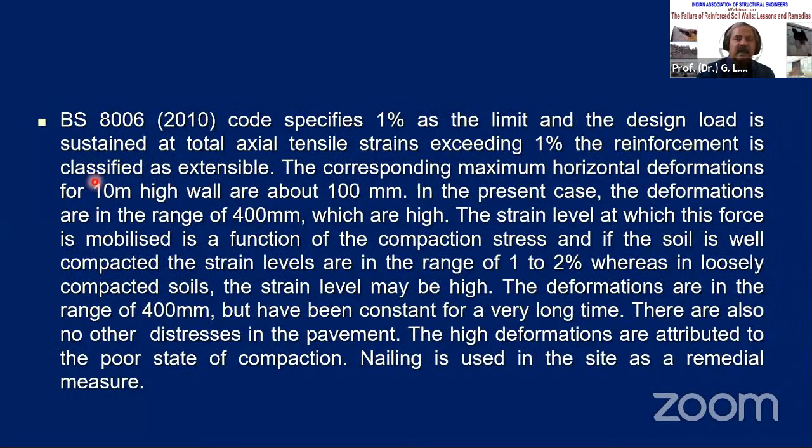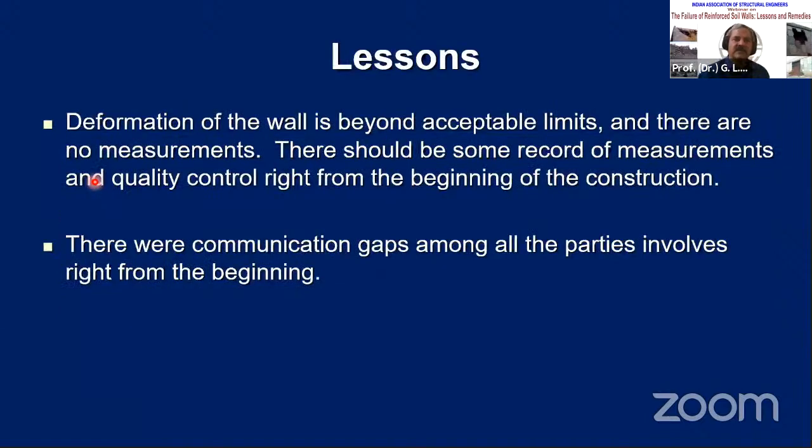The type of deformations are quite excessive, but they say that they have been constant for a very long time, though there are no measurements, and there are no strains or distresses on the pavement. We can say that this is perhaps true because maybe at the initial stage, when they compacted, the compaction was not satisfactory, and a lot of deformation developed, but it has stabilized over time. But they're a little higher, which was something very tricky. Then somebody said, okay, use nailing. Whether it is surviving, it is a bit problematic to understand why or what is going to happen. So the deformation of the wall was beyond acceptable limits. These are the lessons, and there are no measurements.